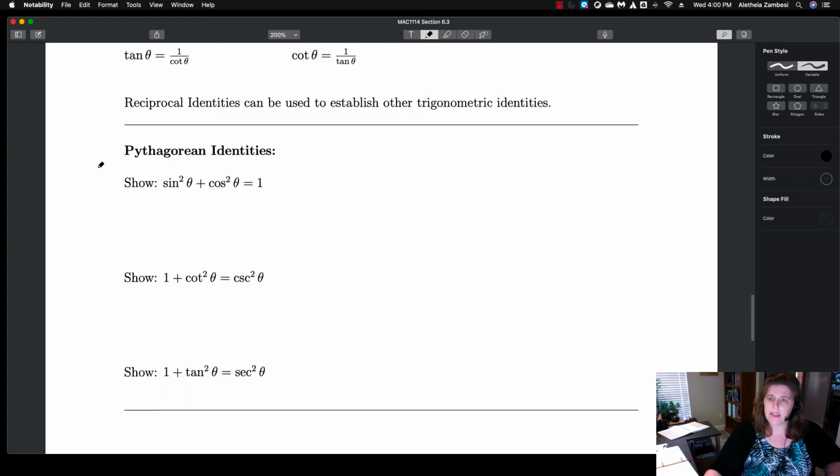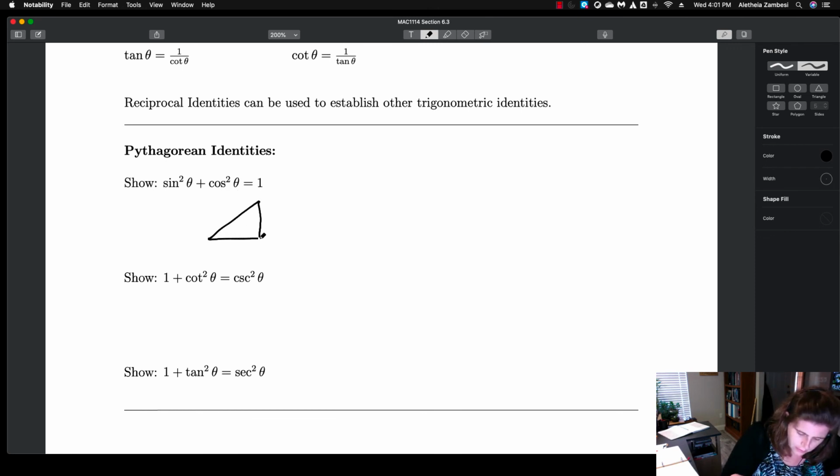Some of the other identities that are used very commonly are called the Pythagorean identities. Now these are based on the Pythagorean theorem and knowing some right triangle trigonometry. So let's talk about some trig. If I were to draw a right triangle, and this is here in the unit circle, so the length of our hypotenuse is 1. The length of this leg would be cosine of theta. The length of the other leg would be sine of theta.